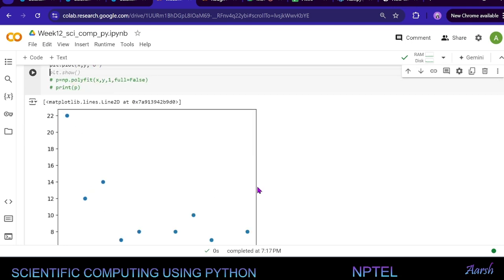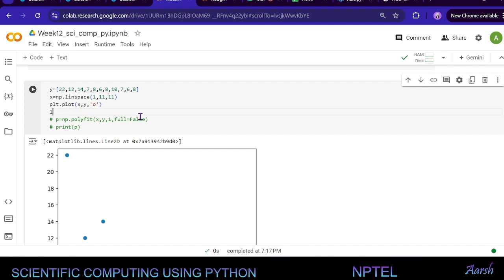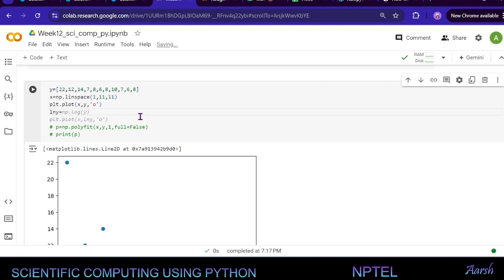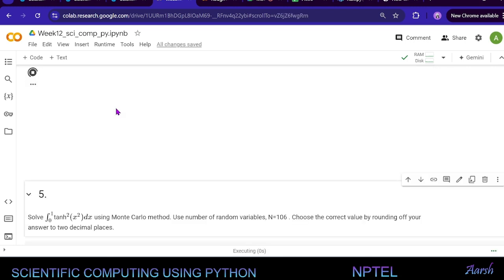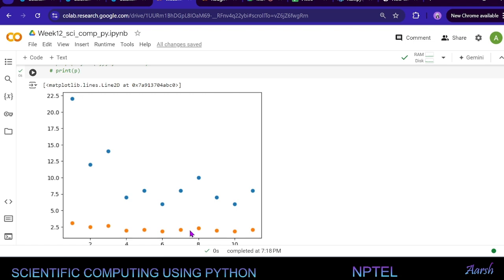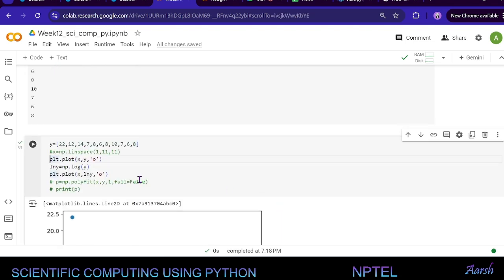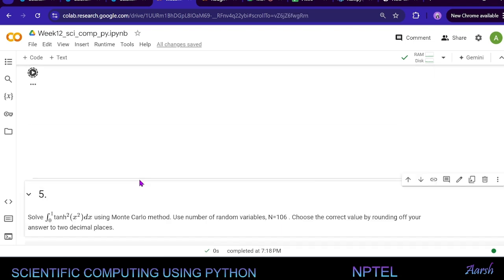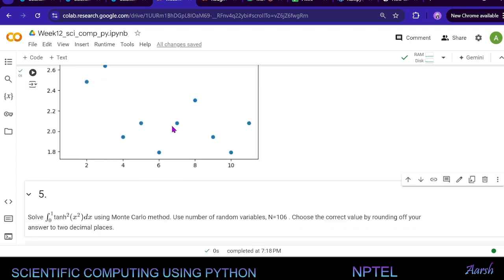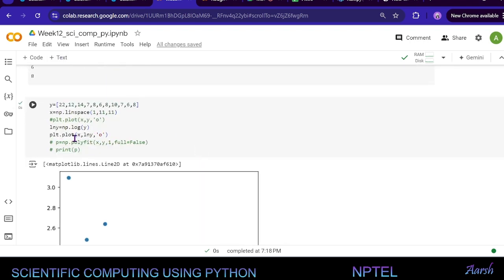So it looks like an exponential. To see that, what should we do? We should take the logarithm on the y-axis, right? So we can define another array, ln y, which is np dot log y, and then plot that. Okay, so that one is just linear. This is more linear than the previous one.